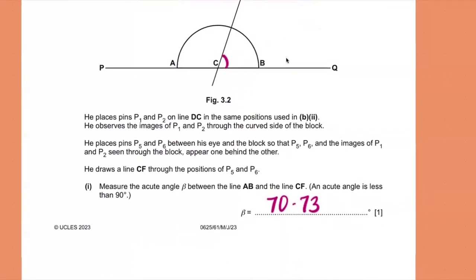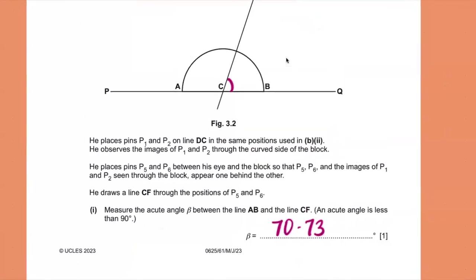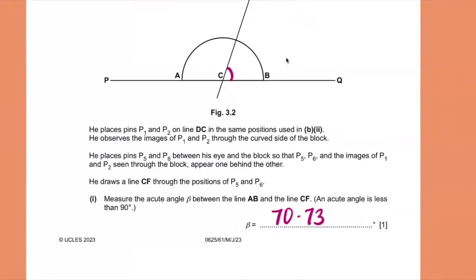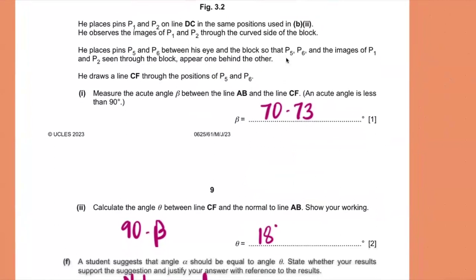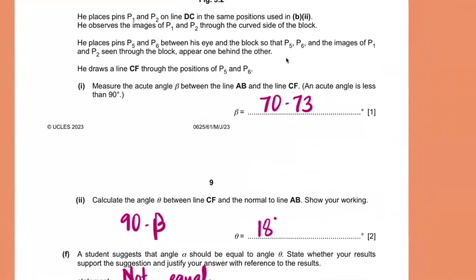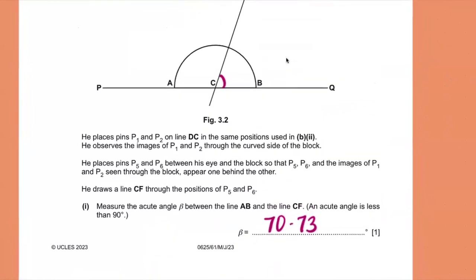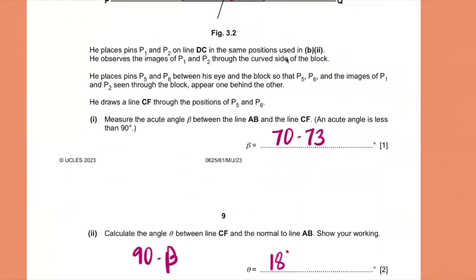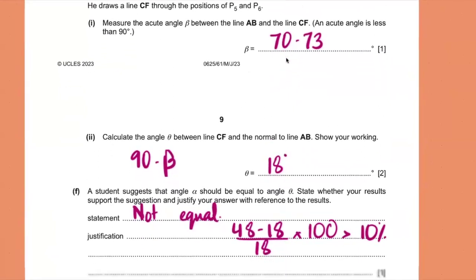What you are asked to do in this one is to measure the acute angle beta between the line AB and the line CF, which is this one. So this turns out to be, it was 72 degrees for me. Examiner is accepting 70 to 73. Calculate the angle theta between line CF and the normal. So this angle right now is 72. They're asking us for the angle between the normal and CF. So because this entire thing is 90, so 90 minus this thing is going to give us that angle, which turns out to be 18 degrees.